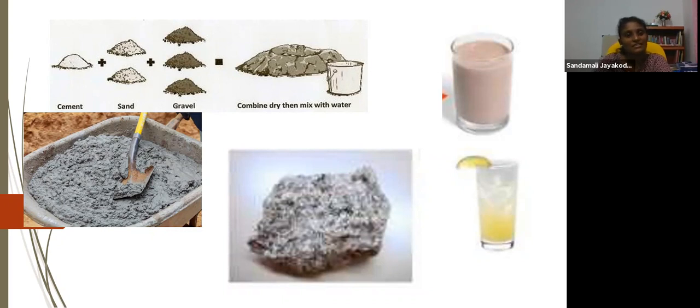It has a particular proportion. Each and every component of this mixture has a particular composition.